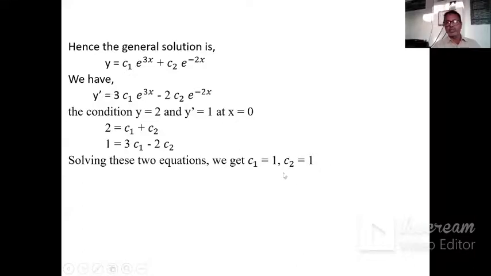We substitute these values of c1 and c2 in the general solution, and we obtain the required answer, which is the particular solution. This particular solution is y = e^(3x) + e^(−2x). This is the required answer.